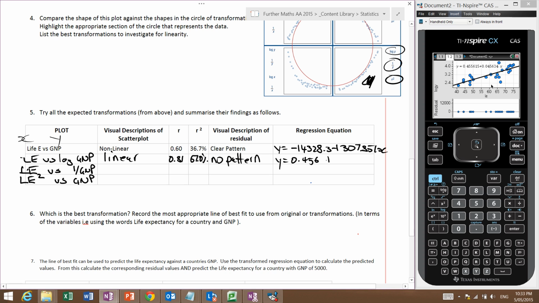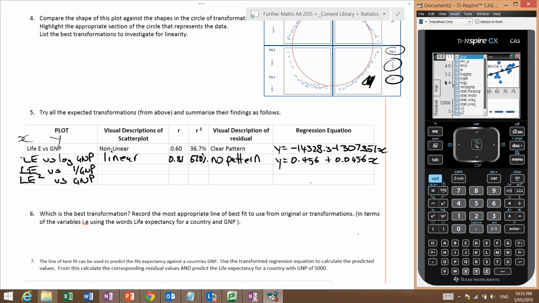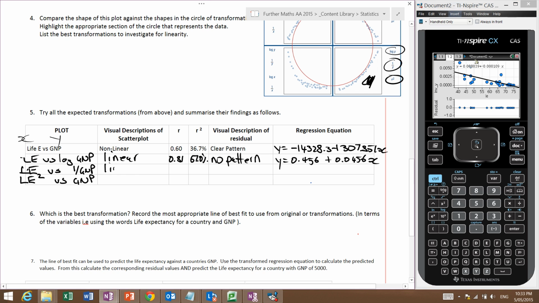Here my regression will be y equals 0.456 plus 0.0456x. Okay, let's do the next one. In this case, it's still this one, so I'm going to go 1 over. So that's my inverse y. Again, that's looking reasonably linear there. So I'm going to say linear.